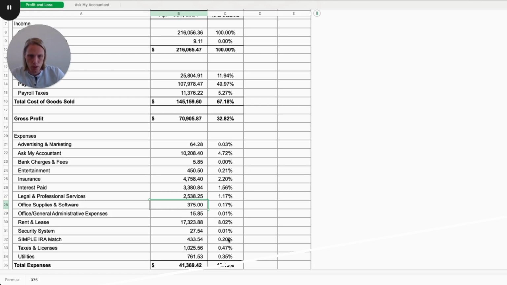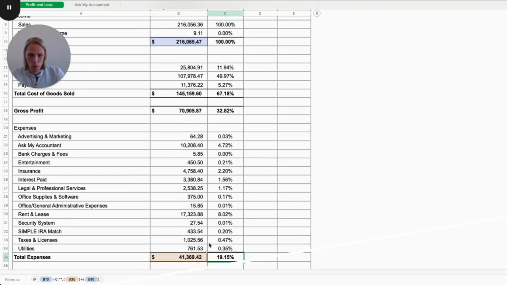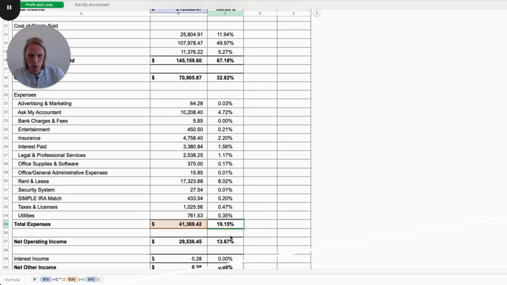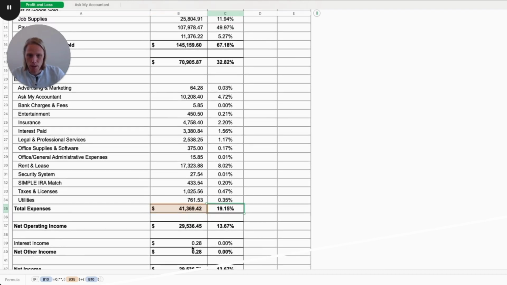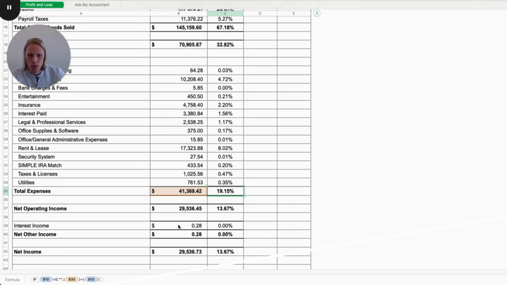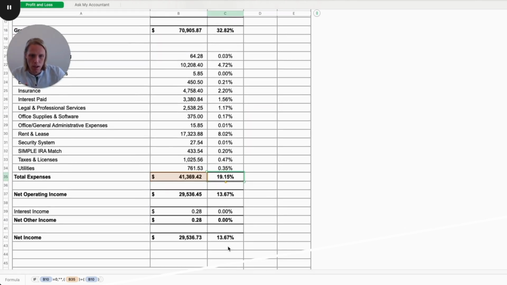Security system, simple IRA match. So they do have some that was categorized to that. Looks like they just need to take some more of those things that are in Ask My Accountant, move those to that simple IRA match account. Some other taxes and licenses, some utilities. So they come down to 19.15%, gives them an operating income of 13.67%, 28 cents of interest. Very exciting. It doesn't change that number, so they end up with about 30,000 of profit, just under 13.67%. So in this case, I would say this Salon, ABC Salon, had a great Q2.